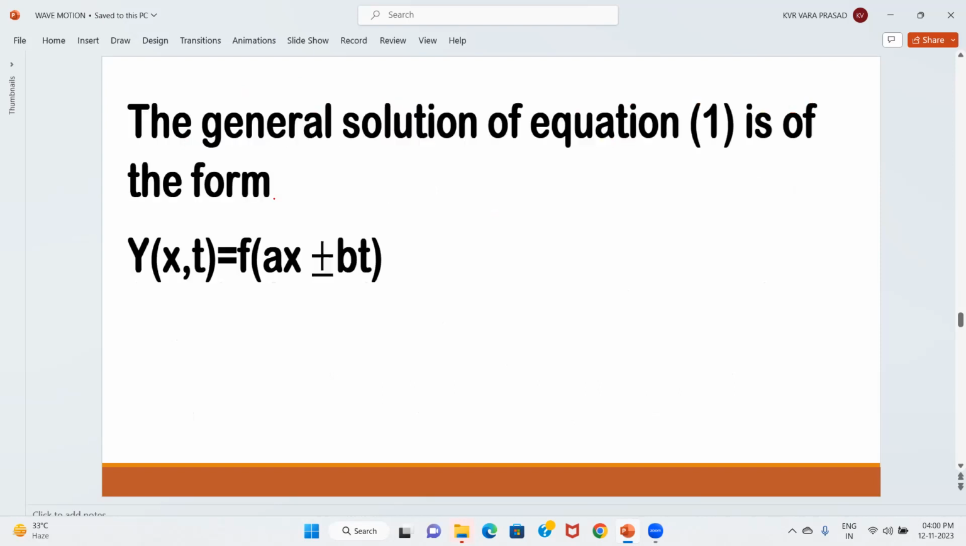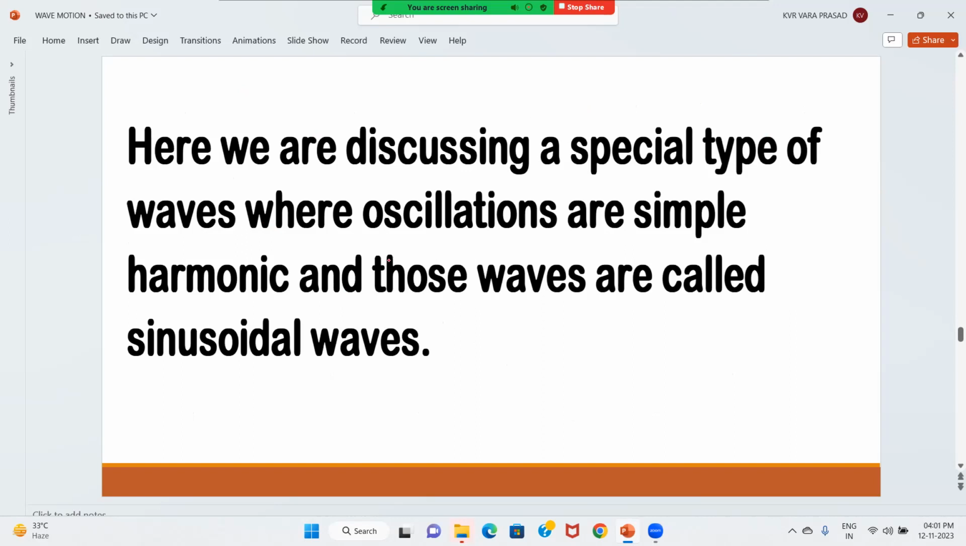Okay, right. Next, coming to the general solution of equation 1. It is of the form a(x plus or minus bt). That is the general solution. And here we are discussing a special type of waves where oscillations are simple harmonic.